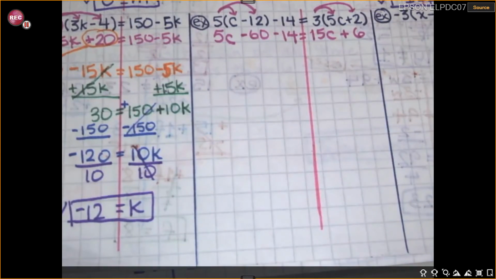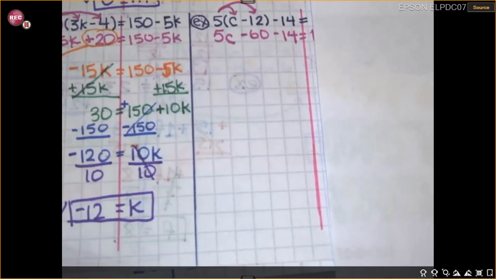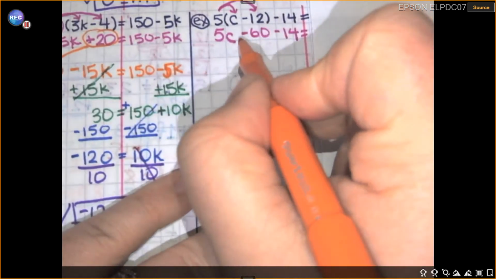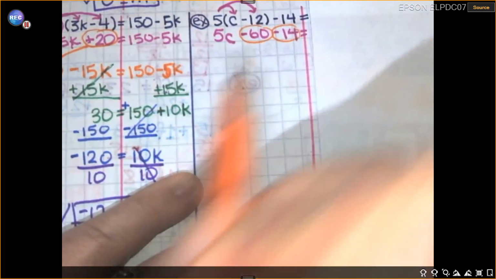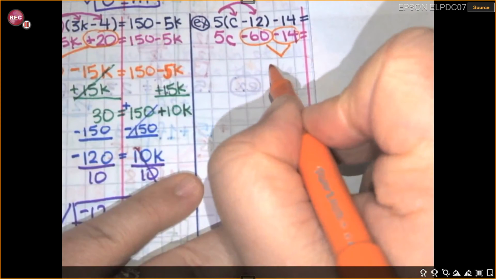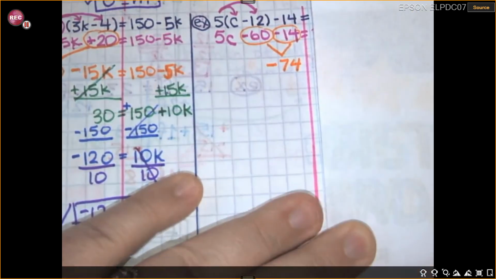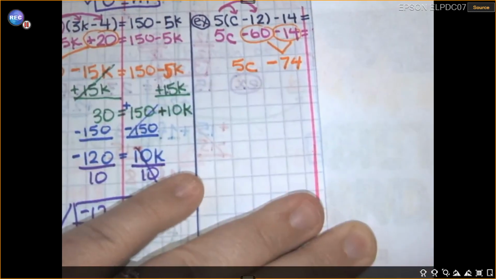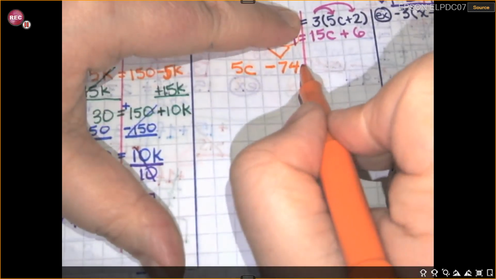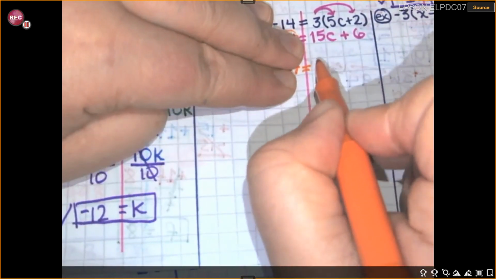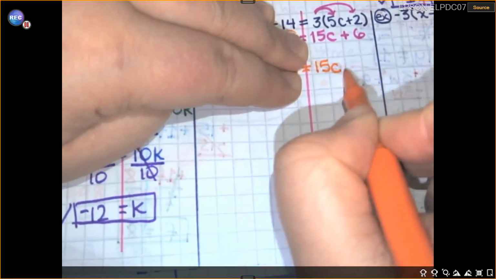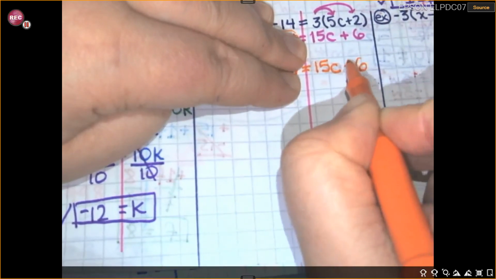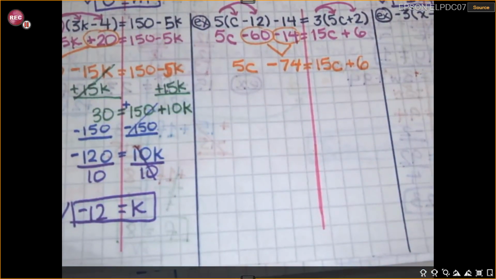Now comes combine like terms without crossing the equal sign. So if we look on the left-hand side, you'll see, oh look, we have a negative 60 and a negative 14. We can combine those to be negative 74. Okay, so here there's nothing to combine with the c, so just bring that 5c down. And then on this side, notice there's only one c term, so bring that down. There's only one constant, bring that down.